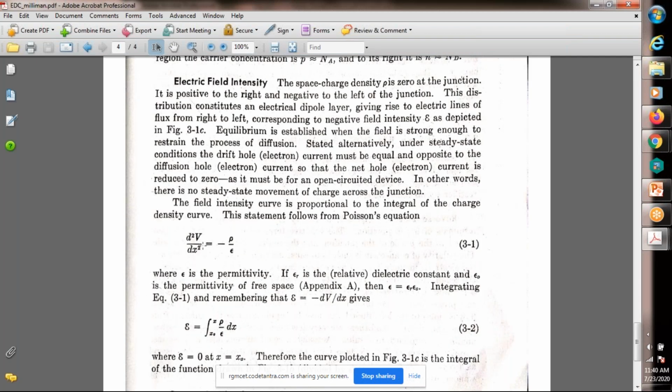What is Poisson's equation? d²V/dx² is equal to minus rho by epsilon, where epsilon is the permittivity, and epsilon is equal to epsilon r into epsilon naught. Epsilon r is the relative dielectric constant and epsilon naught is the permittivity of free space.